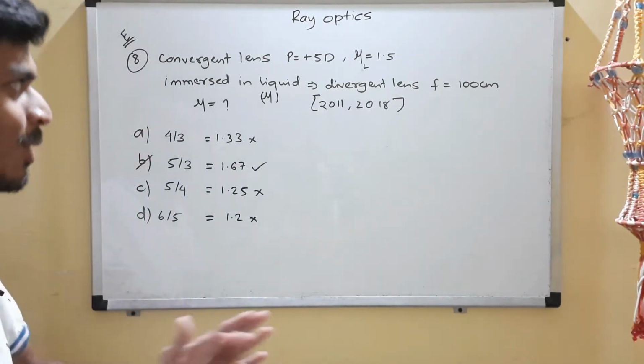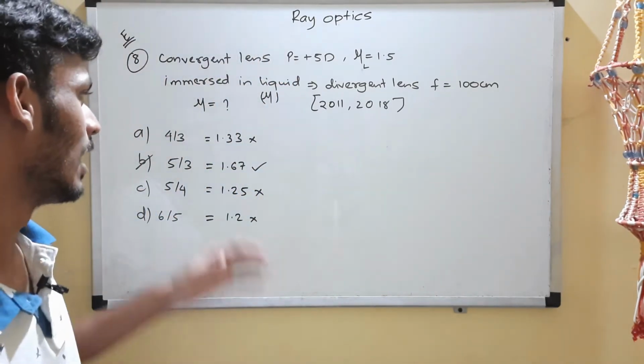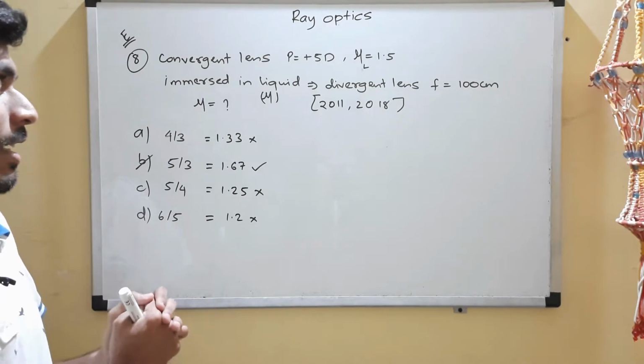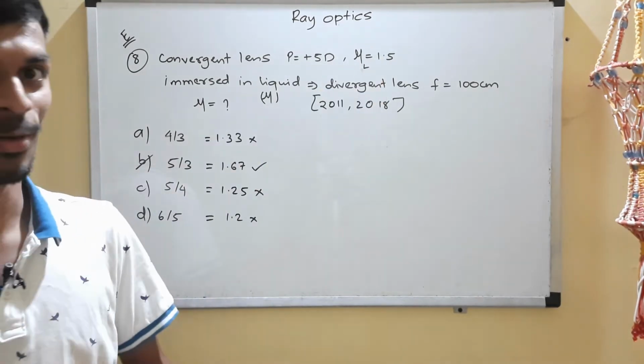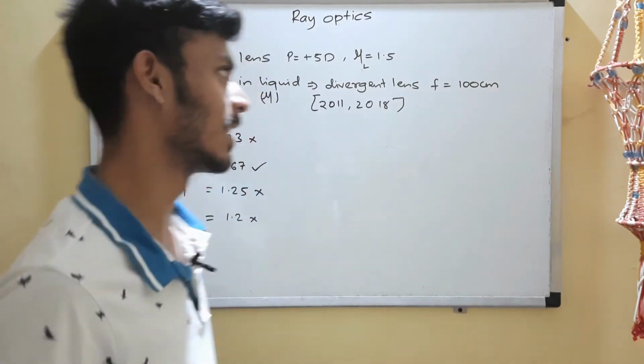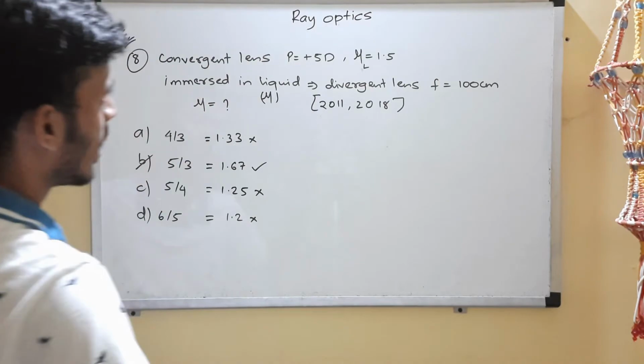Okay, but I know you are not yet convinced. Okay, this was a hack way of doing it, right? So what if we had more than one option which had values greater than this? Okay, what in that case? Okay, so what is the conceptual way of doing this question? The conceptual way is of course using the lens maker formula.